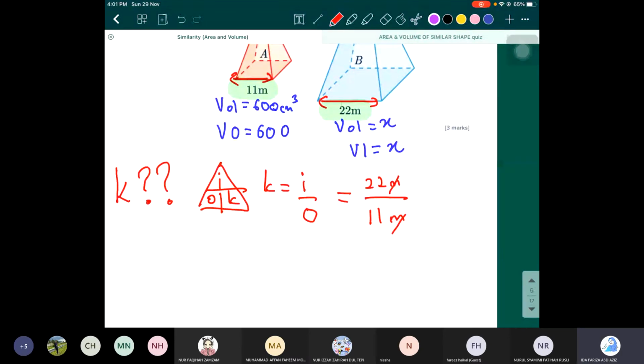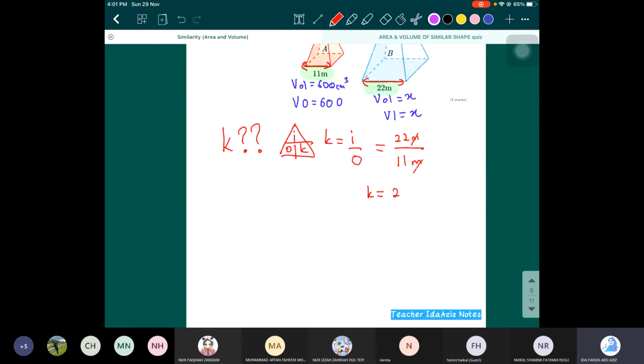You kena tukar dulu, pastikan unit dia sama, baru boleh dapatkan dia punya scale factor. Baru boleh dapatkan K. Okay, 22 divide 11. Yang ni siapa-siapa pun boleh divide. Very easy. 22 divide 11 is 2. So, kita dapat dah K equals 2. Baru masukkan dalam formula VI equals K cube times VO. Okay, kita nak cari VI. VI tetapkan sebab VI memang tak tahu. K cube is 2 cube. Ambil daripada sini. Times VO is 600. 600 come from the question.